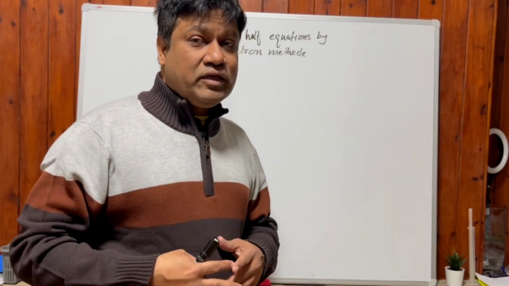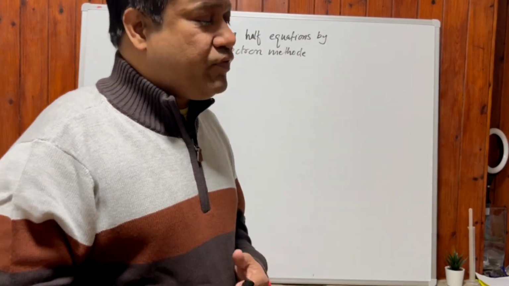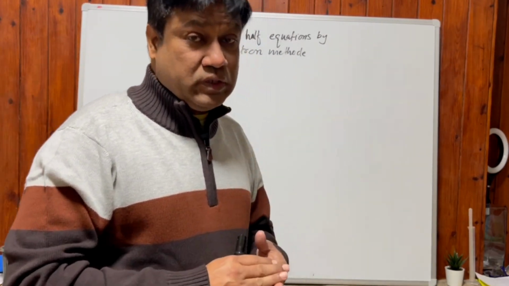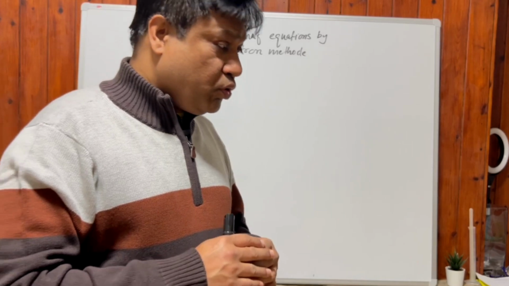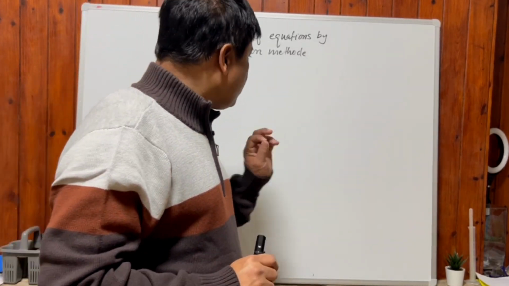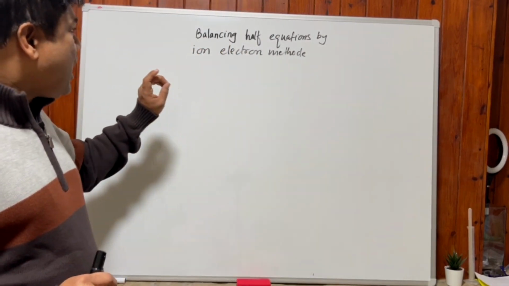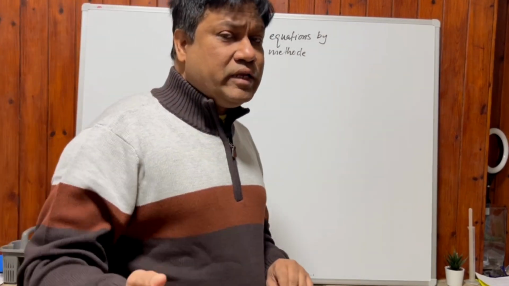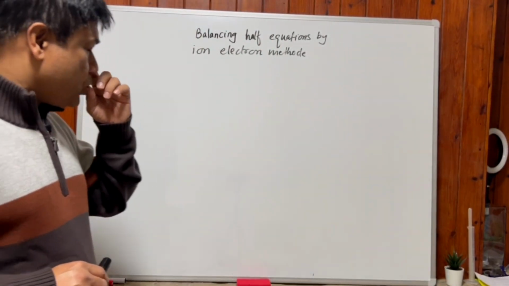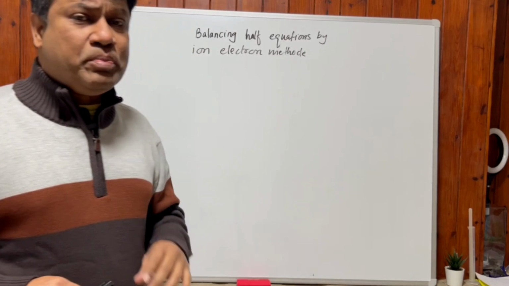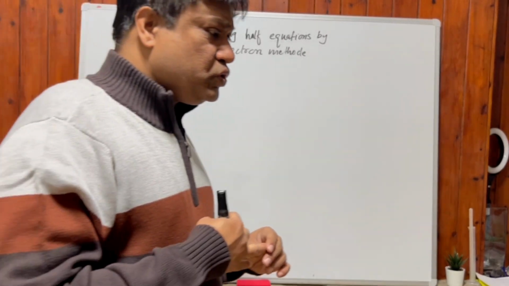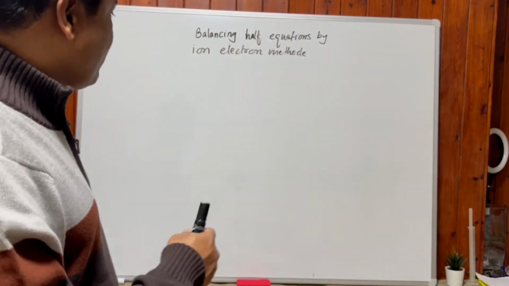Today we are learning balancing the half equation, which is a very important question for all the A level examination. You will definitely get one question based on balancing half equation by the ion electron method, by using both ions and electrons. Mostly we use electrons to balance the equation. First, I will teach you the rules to balance the half equation.